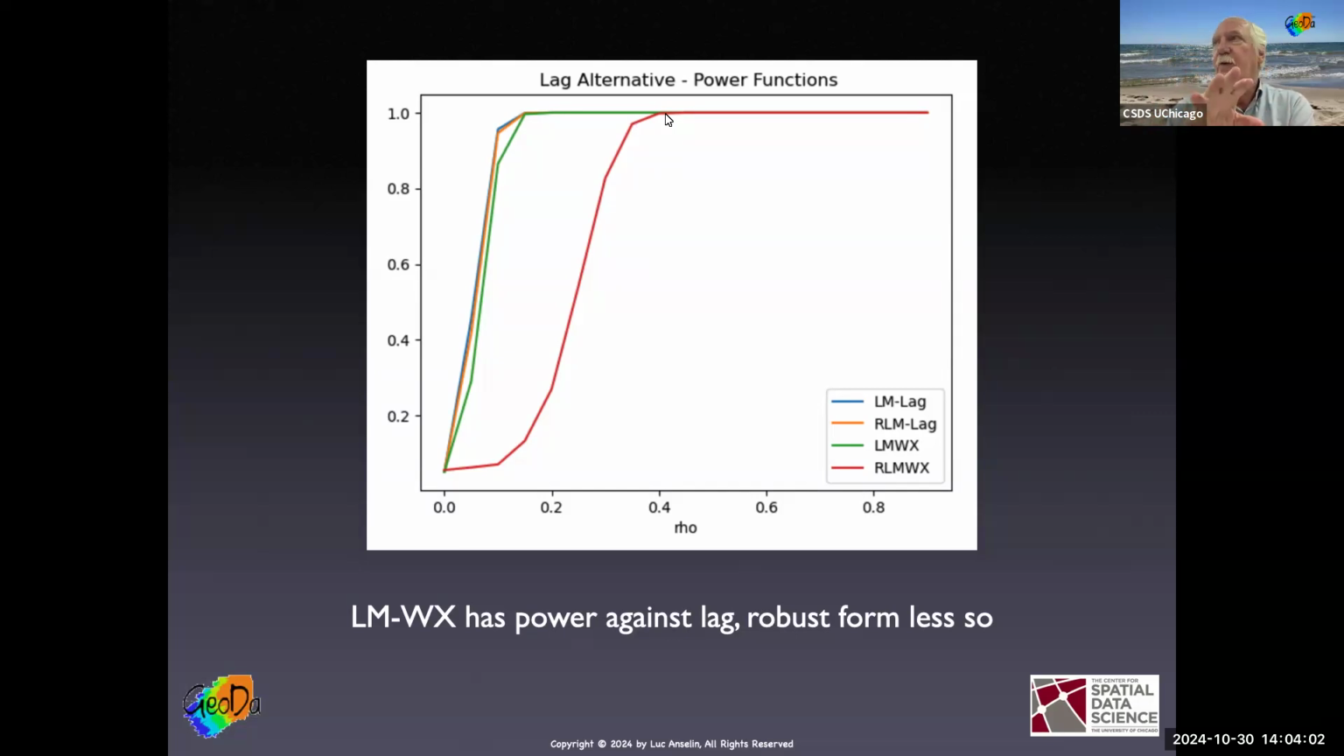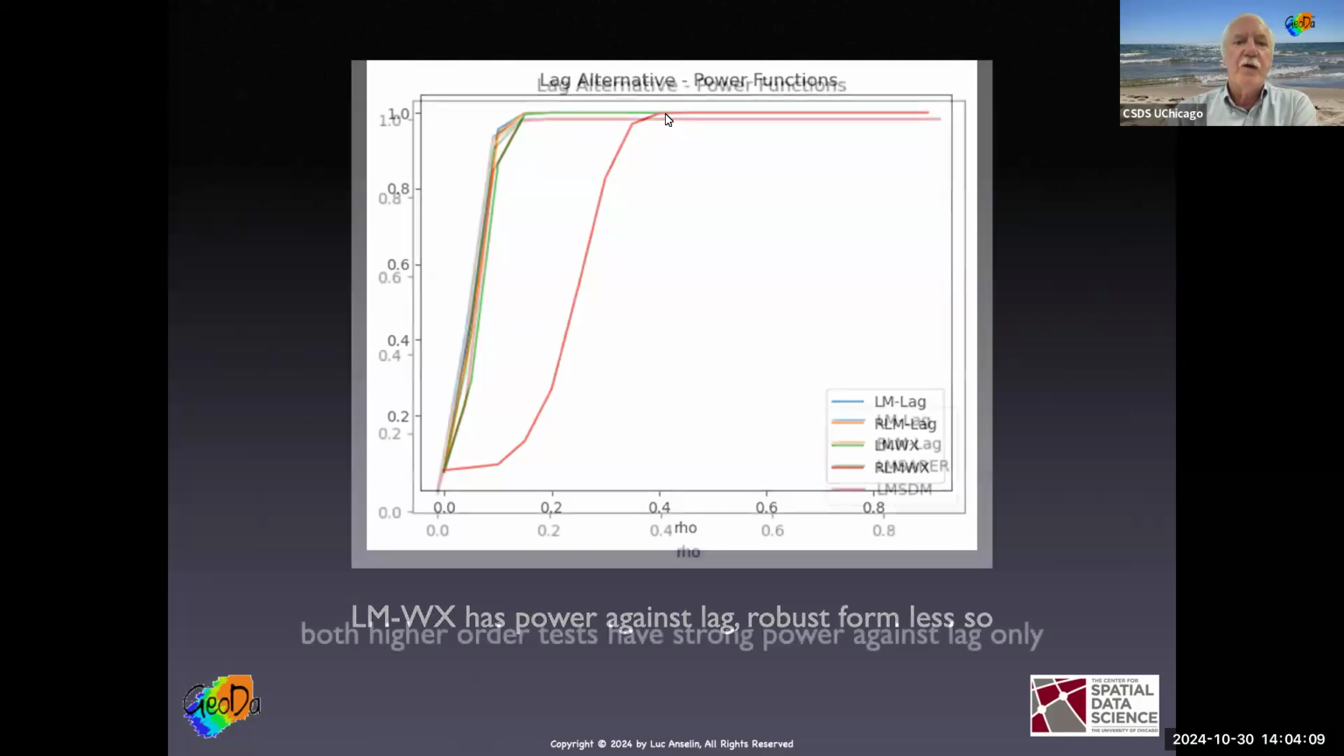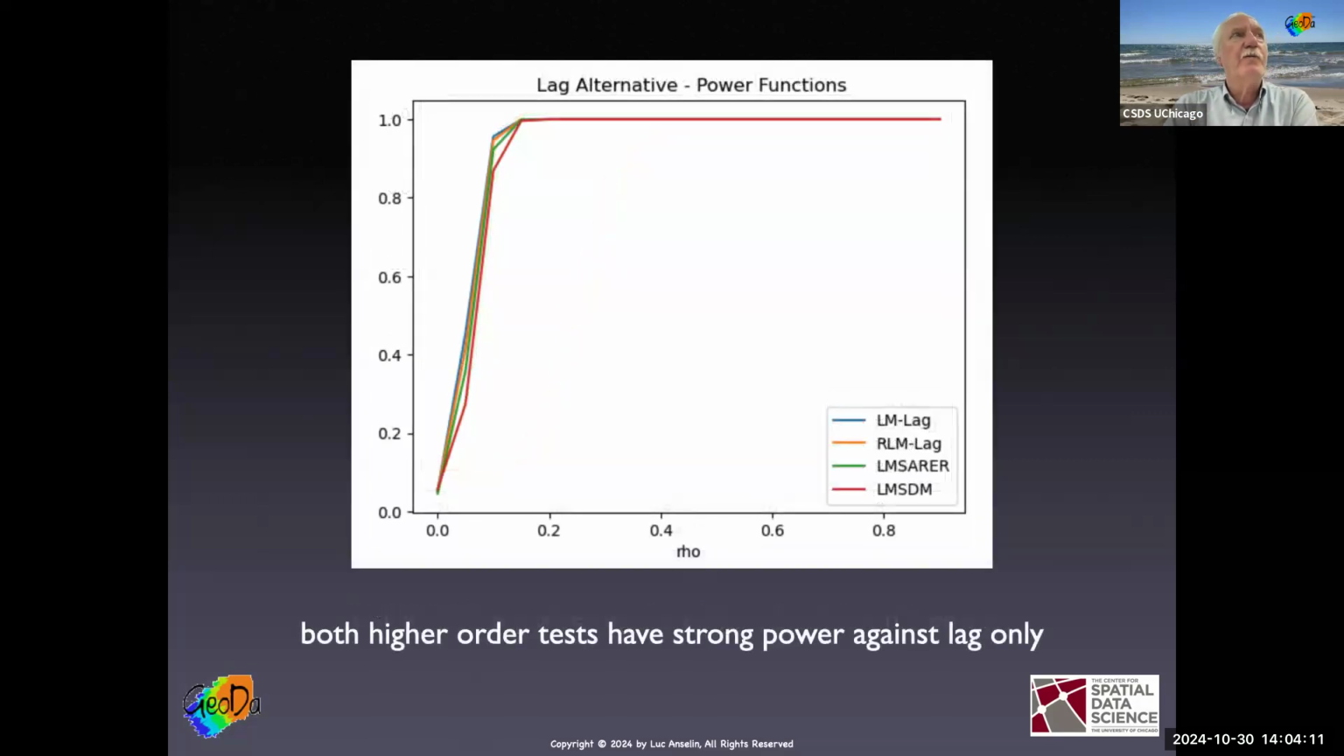All these tests pick it up, even Moran's I. Then you might say, well, what about the joint tests? Maybe they help us. Unfortunately, they don't. Again, these are the same graphs for LM lag and robust LM lag. And now we have the two joint tests, the one for lag and error together, and the one for lag and the spatial Durbin model. So lag and SLX together. And they all pretty much track the same.